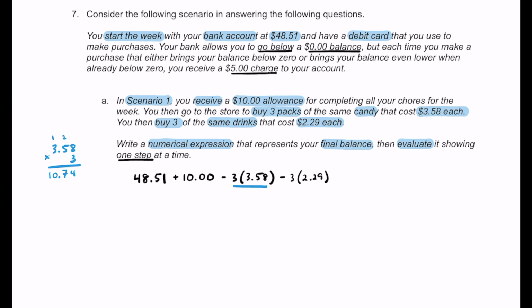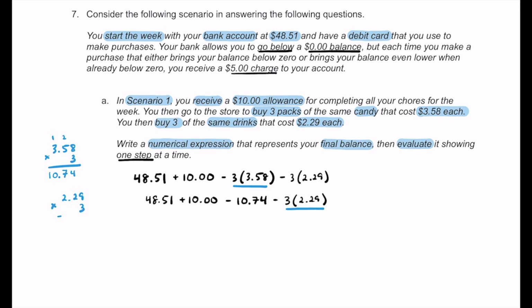So that's gonna be $48.51 plus $10. And we're spending this $10.74. And then we're also going to be buying 3 of these drinks that are $2.29 each. So we're gonna have to multiply this next here. If we take this 3 times 2.29, it's $2.29 for 1 drink, but we're buying 3 of them.